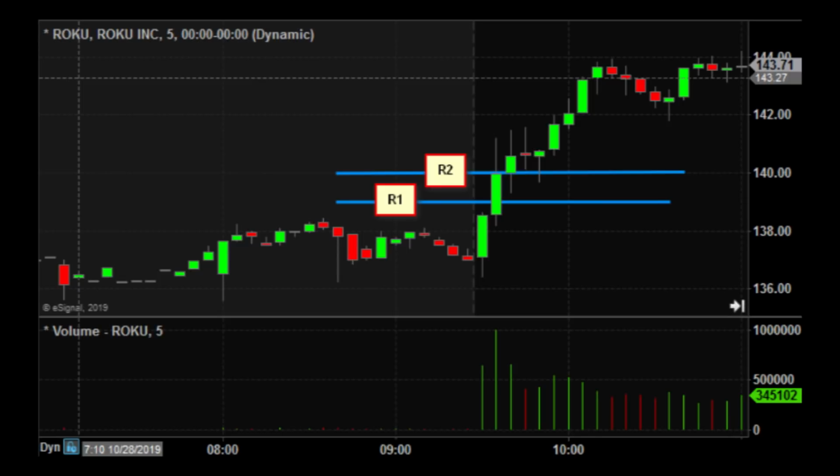If right on the open, it actually goes straight through 139 like it did and goes up to R2 and spikes above it, I am going to look for one of two things to happen. And again, this is all happening in the first 15 minutes. The rules for the first 15 minutes are different than what happens after 10 o'clock because things are moving quickly. We talked about above and below a level. If it gets above 140 in the first 10 minutes like it did, I'm going to look for it to spend 5 or 10 minutes above 140 before I start to believe that perhaps this is going to trend higher for the morning.